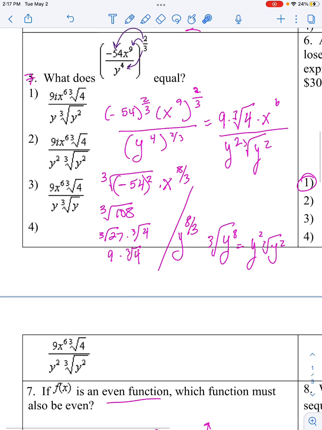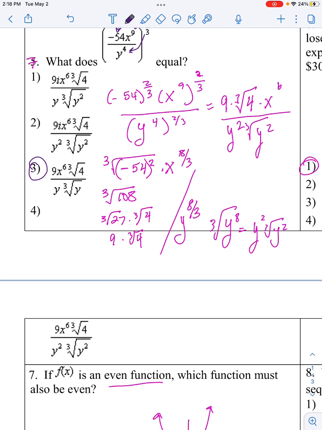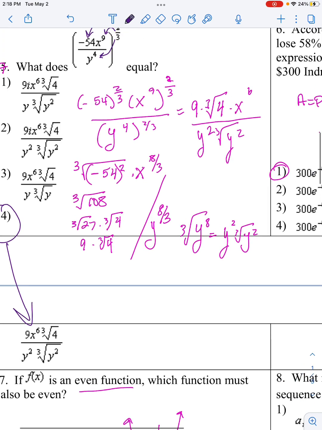All right, so that is 9x to the 6th cubed root, and right here. Oh, nope, not that one. Right here, number 3, 9x squared cubed root of 4, y, and it's number 4, which is right here. 9x to the 6th cubed root of 4 over y squared times the cubed root of y squared. Perfect. All right, next one.